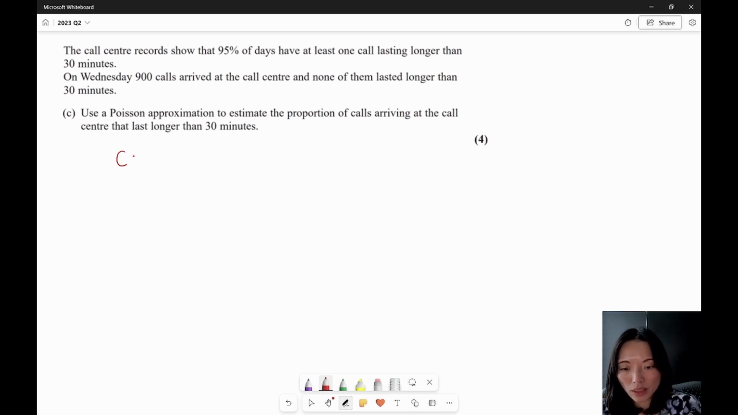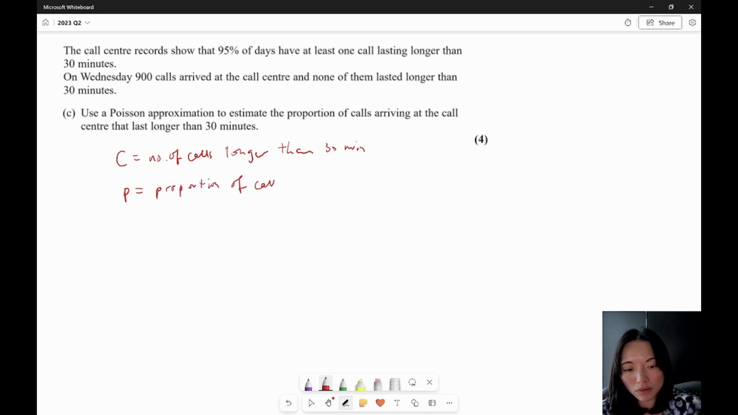Let's call our unknown C, which is the number of calls longer than 30 minutes. Okay? And because the question is asking us to estimate the proportion of calls, I'm going to set P to be the proportion of calls longer than 30 minutes. So there is a number, which is C, and there is a proportion, which is P. And we are given the number of trials, 900 on Wednesday.